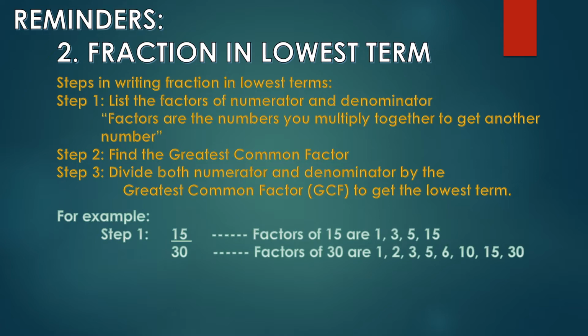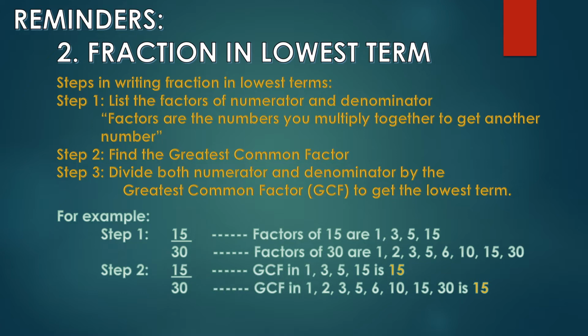For example, we need to get the lowest term of 15 over 30. So for step 1, we need to list down the factors of 15 and 30. The factors of 15 are 1, 3, 5, and 15. And then for 30, we have 1, 2, 3, 5, 6, 10, 15, and 30.